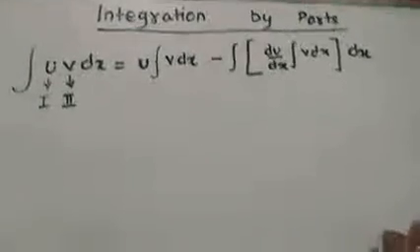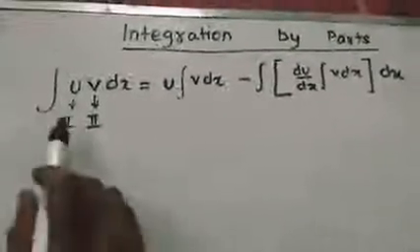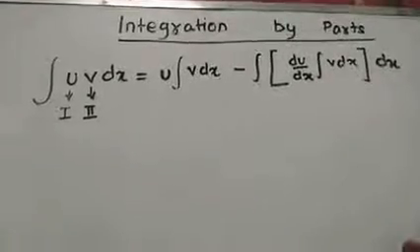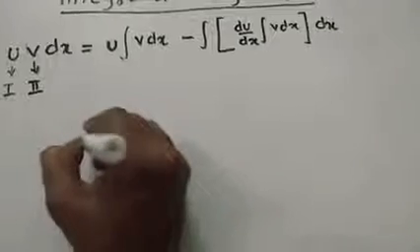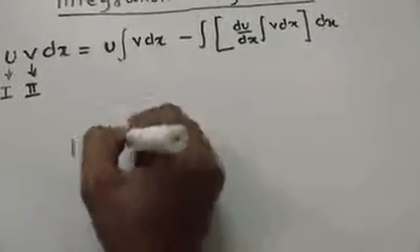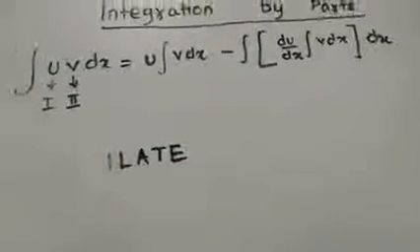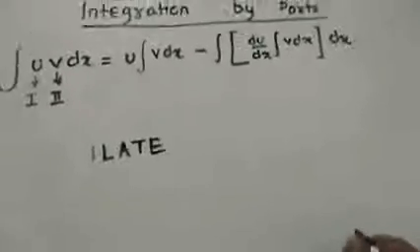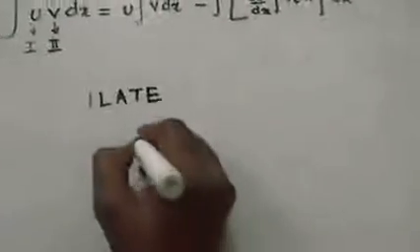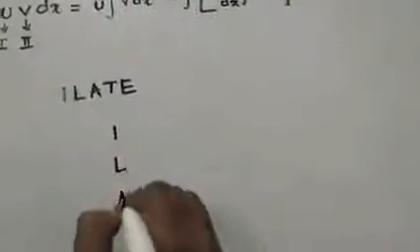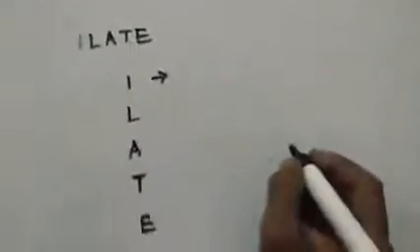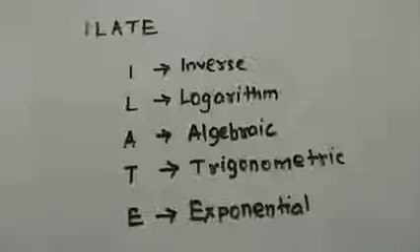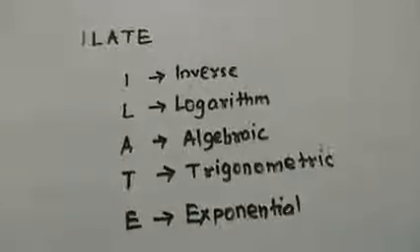Okay, now how to assign first function and second function. So there is a fixed rule. The rule is very simple. Remember this word, ILATE. Now what is the abbreviation of this word, ILATE? I stands for, so this is the abbreviation of ILATE.